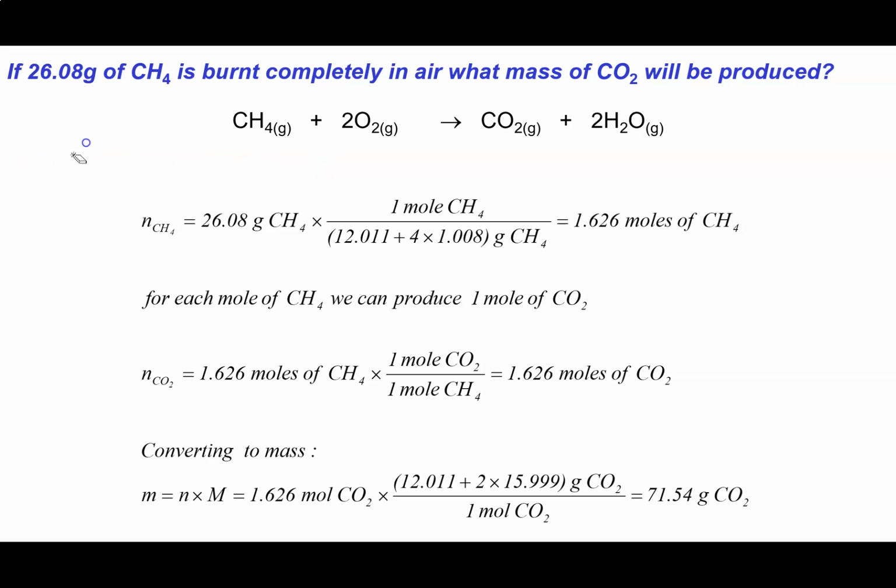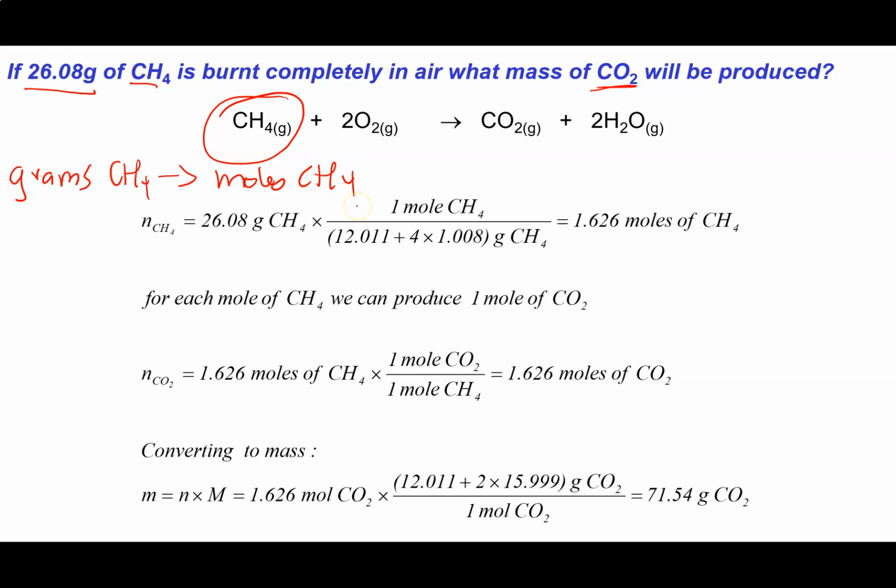So this problem gives the question in terms of the mass of one of the reactants. It says if 26.08 grams of methane is burnt completely in air, what mass of CO2 will be produced? The first thing I'm going to do is convert how many moles of methane I have, and to do that I'm going to multiply by 1 on the molar mass.